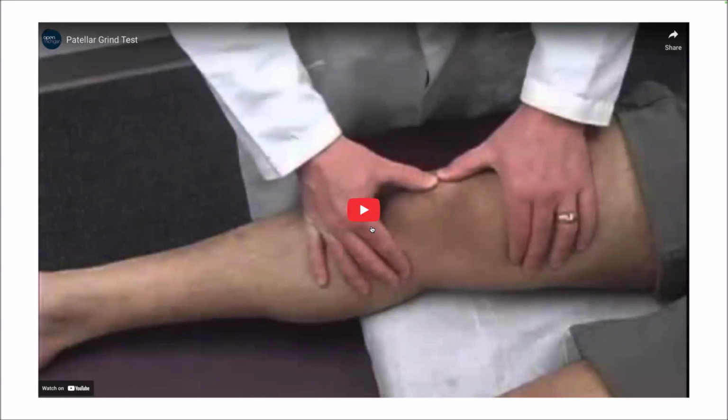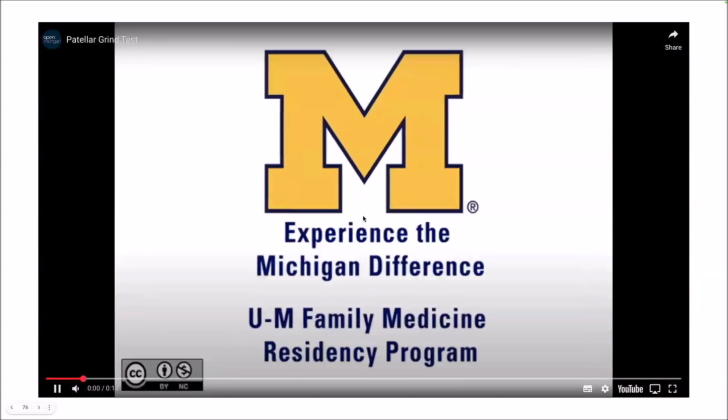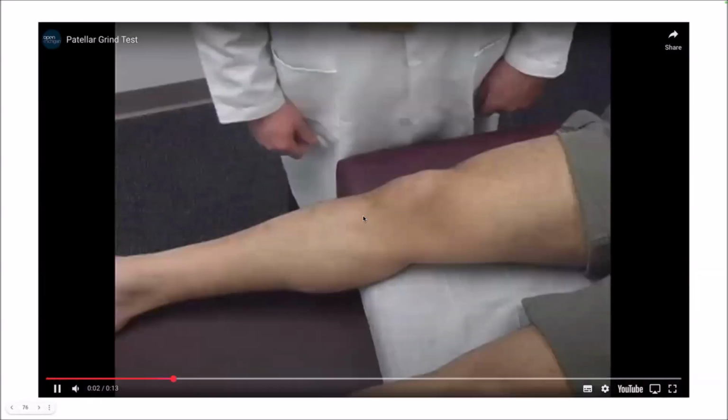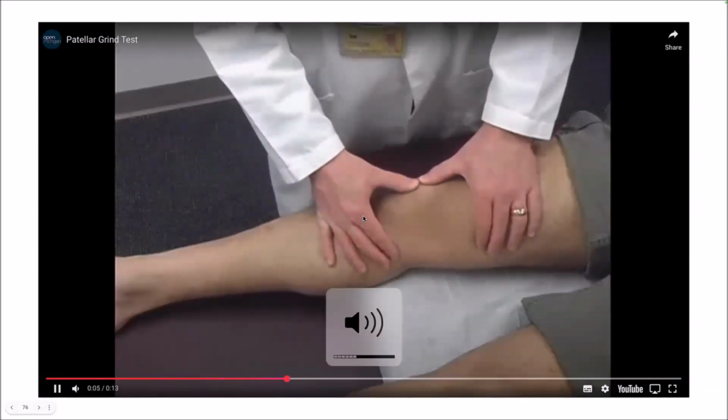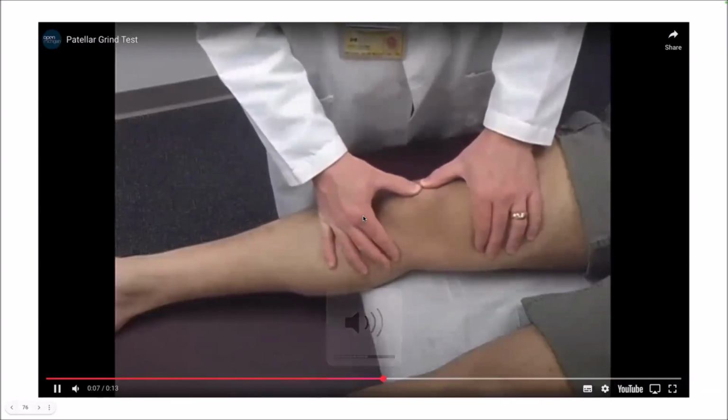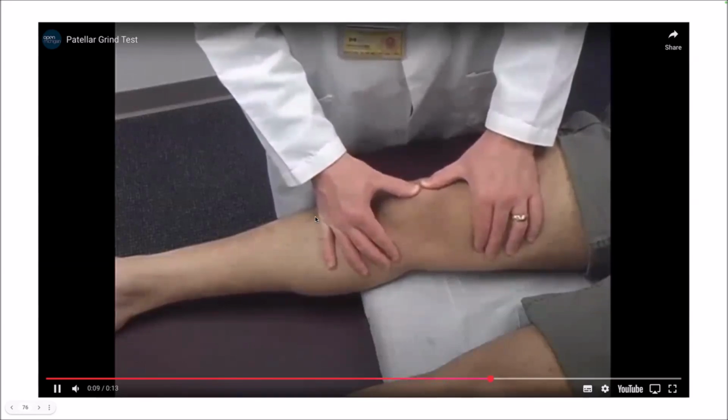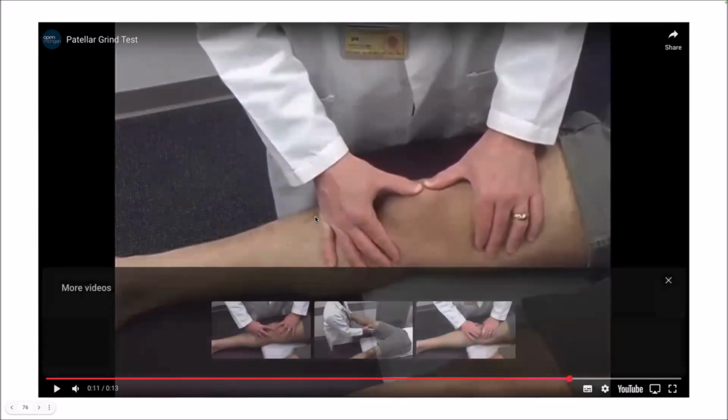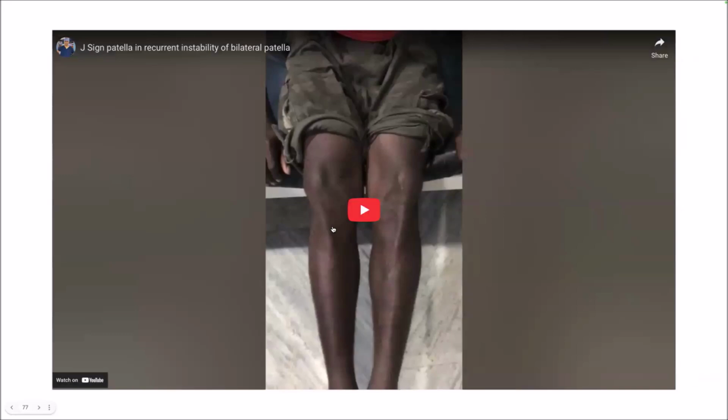This is the patella grind test. The patellar grind test assesses for patellofemoral syndrome. With the knee extended, push the patella into the trochlear groove of the femur. It will be positive in patellofemoral pain syndrome.